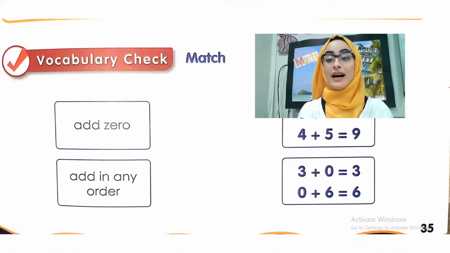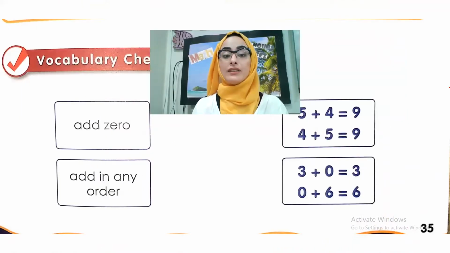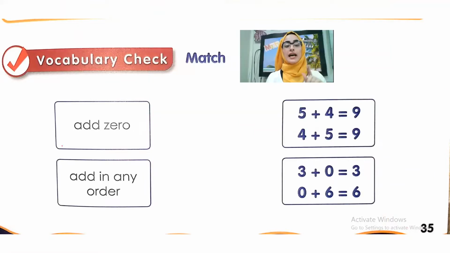Here we have to match. Let's see what we have here. Match: adding zero, adding in any order. Which one is adding zero? 5 + 4 = 9. 4 + 5 = 9. Or 3 + 0 = 3. 0 + 6 = 6. Very nice. Here is adding zero because I have already zero. Adding in any order should be the same number. 5 + 4, 4 + 5 = 9.